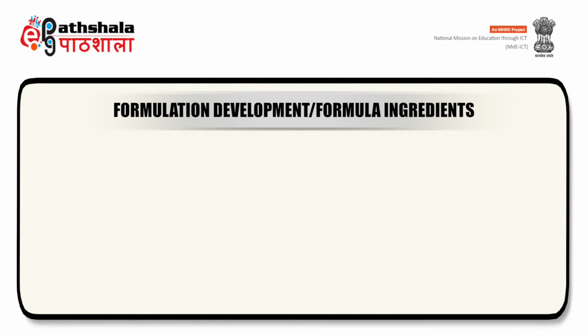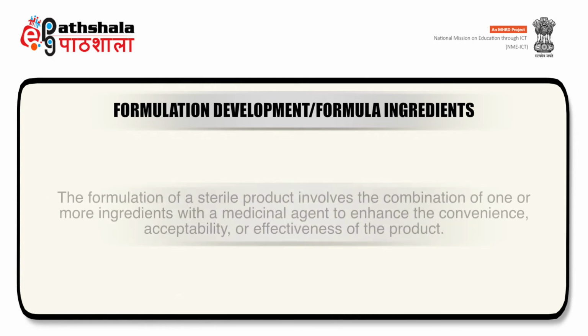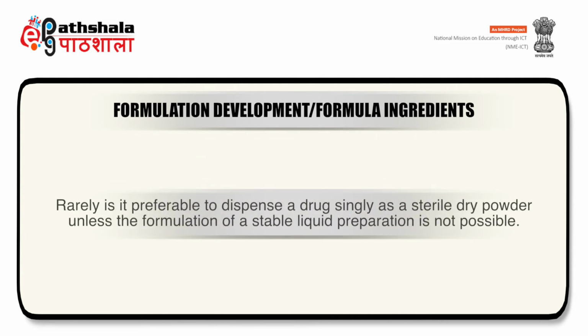After having an understanding of the type of parenteral products, now let us discuss the formulation development and formula ingredients. The final objective in the development of a sterile product is elicitation of a therapeutic effect in a patient. Formulation of a sterile product involves combining one or more ingredients with a medicinal agent to enhance the convenience, acceptability, or effectiveness of the product. Rarely is it preferable to dispense a drug singly as a sterile dry powder unless the formulation of a stable liquid preparation is not possible.